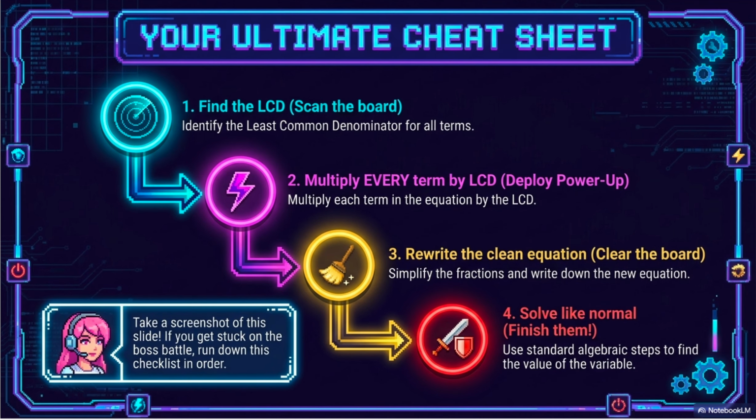Here's the process in full order. First, find the LCD. Second, multiply every term by the LCD. Third, rewrite the clean equation after the fractions are cleared. And fourth, solve like normal using regular algebra steps. If you follow those same 4 steps every time, fraction equations become a lot less intimidating.